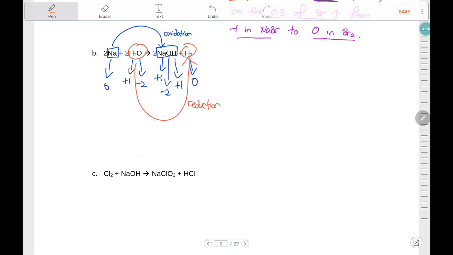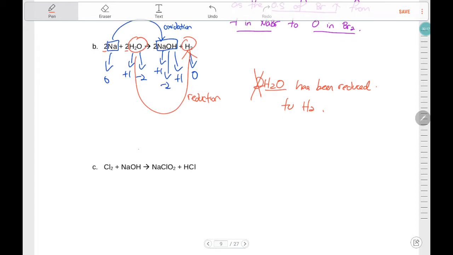Okay. Again, I omit all these mole numbers. I don't say that 2H2O has been reduced. Right? 2H2O has been reduced is not correct. Don't need the 2. Just H2O has been reduced. Okay. Again, I do not say this is a redox because that's not what the question is asking.